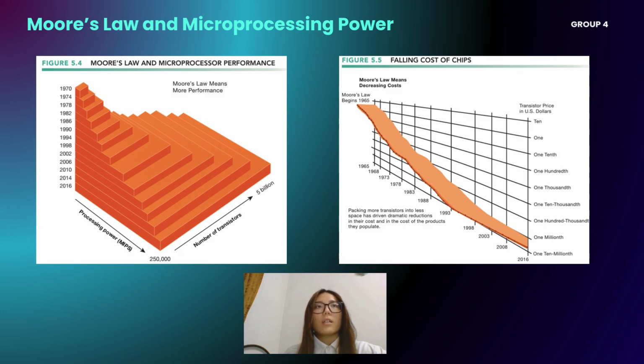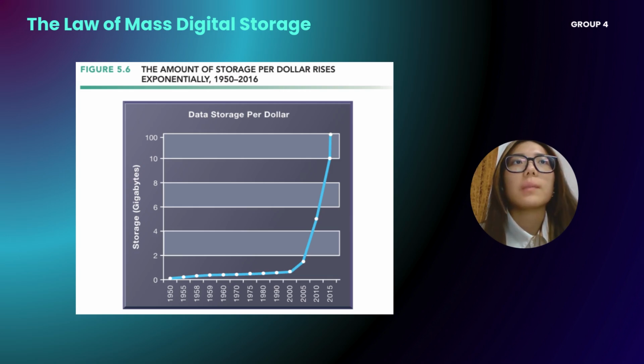For instance, in 2016, you could buy an Intel IT quad-core processor chip with 2.5 billion transistors for about 1/10 millionth of a dollar per transistor. Figure 5.6 shows that the number of megabytes that can be stored on magnetic media for $1 from 1950 to the present roughly doubles every 15 months. In 2016, a 500 gigabyte hard disk drive sells at retail for about $50.